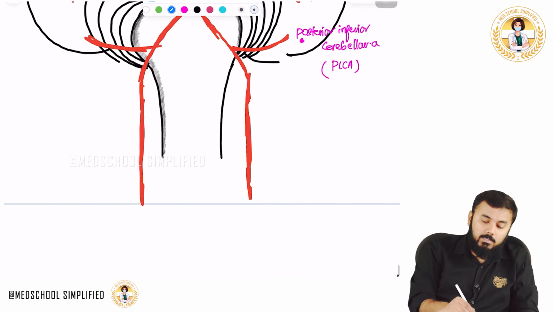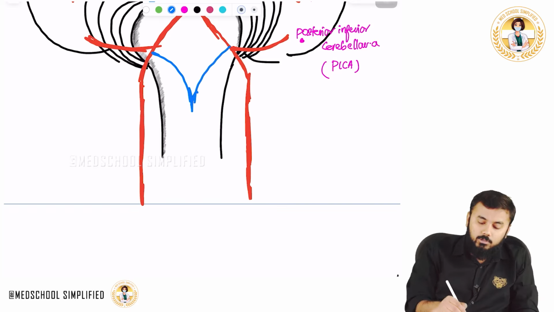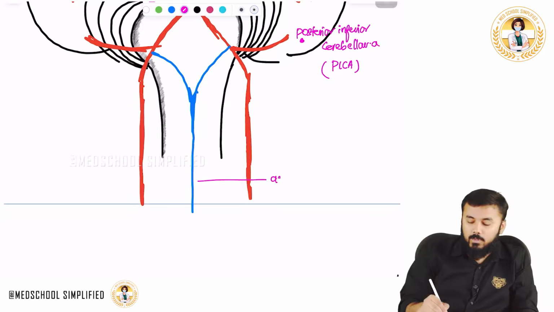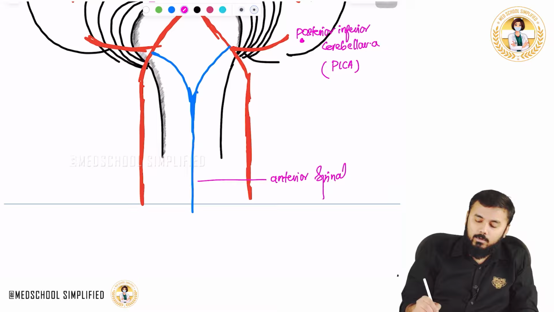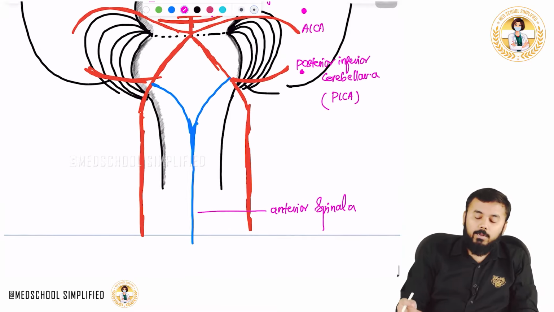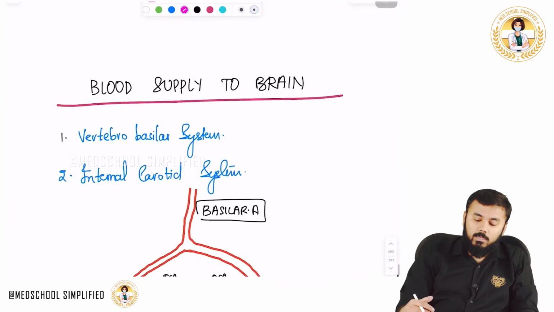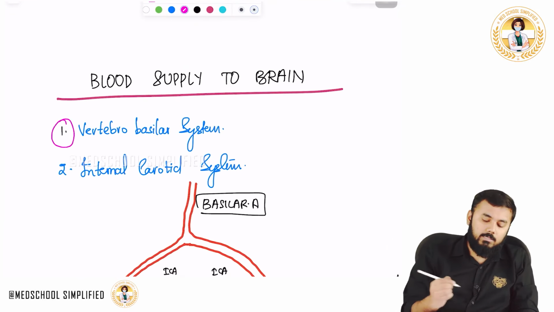Additionally, there are two more branches. Let me write those also. From the right vertebral artery, you see a branch. From the left vertebral artery, you see a branch. So these two branches, they are supplying the middle part of your spinal cord. So this branch over here is called your anterior spinal artery. These branches are your anterior spinal artery. Okay. So you have got anterior spinal artery. On the back side, you will have what? Posterior spinal artery. Okay. Right. So these arteries, whatever I have drawn here, these belong to your vertebrobasilar system.